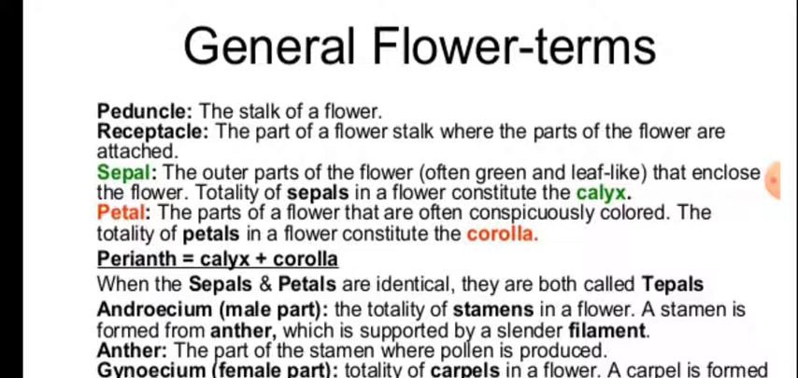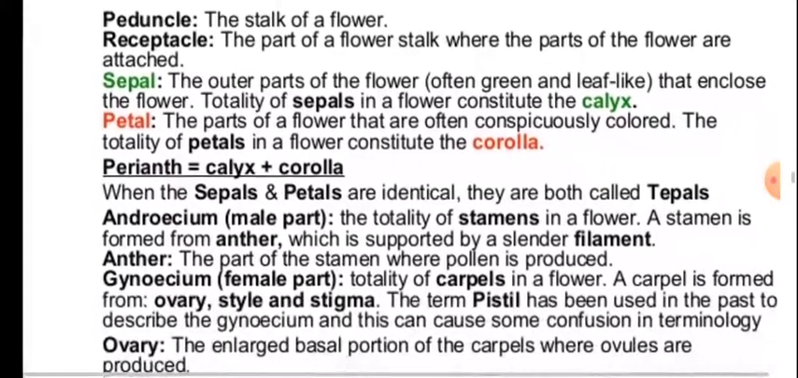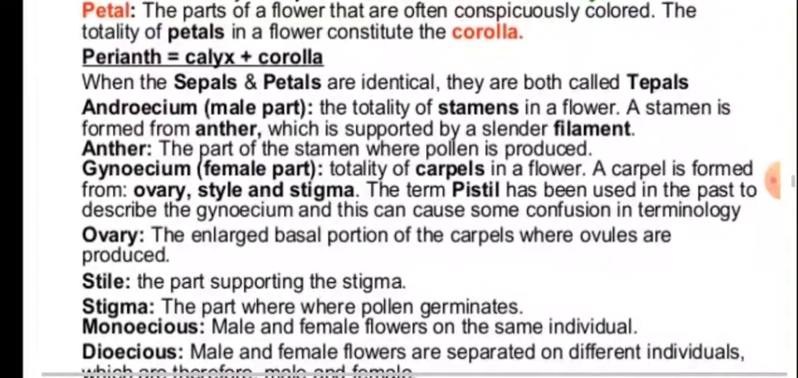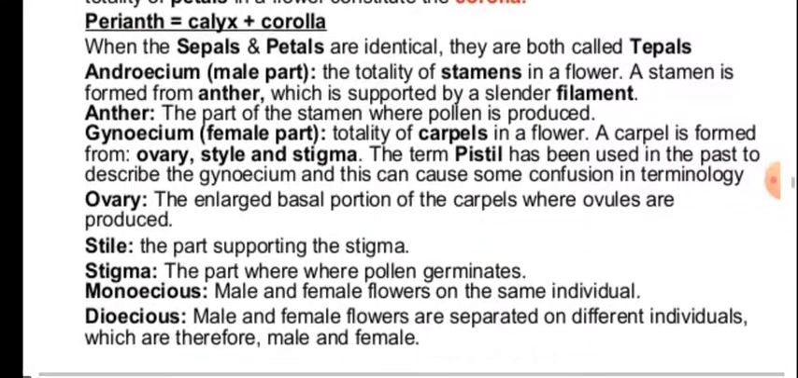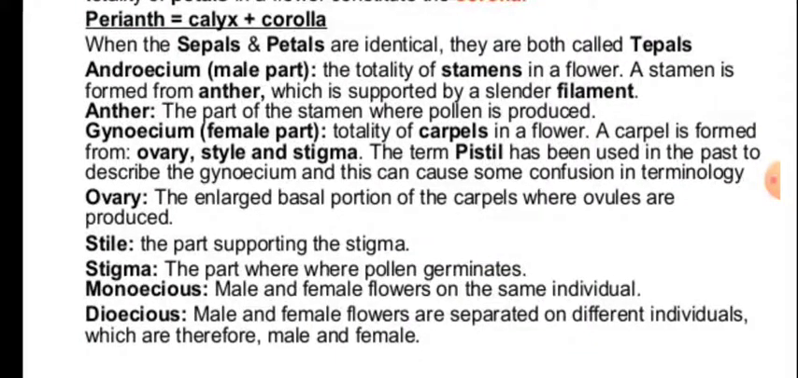Then petals, the parts of the flower that are often conspicuously colored. We know they are colored. Good examples are hibiscus, jaswant, or dhatura, the white flower, or roses. So all of them show colored petals, and all these parts together develop into the corolla. Then perianth we have seen. So calyx and corolla are not distinguished. They are identical, and therefore these parts are called the tepals.